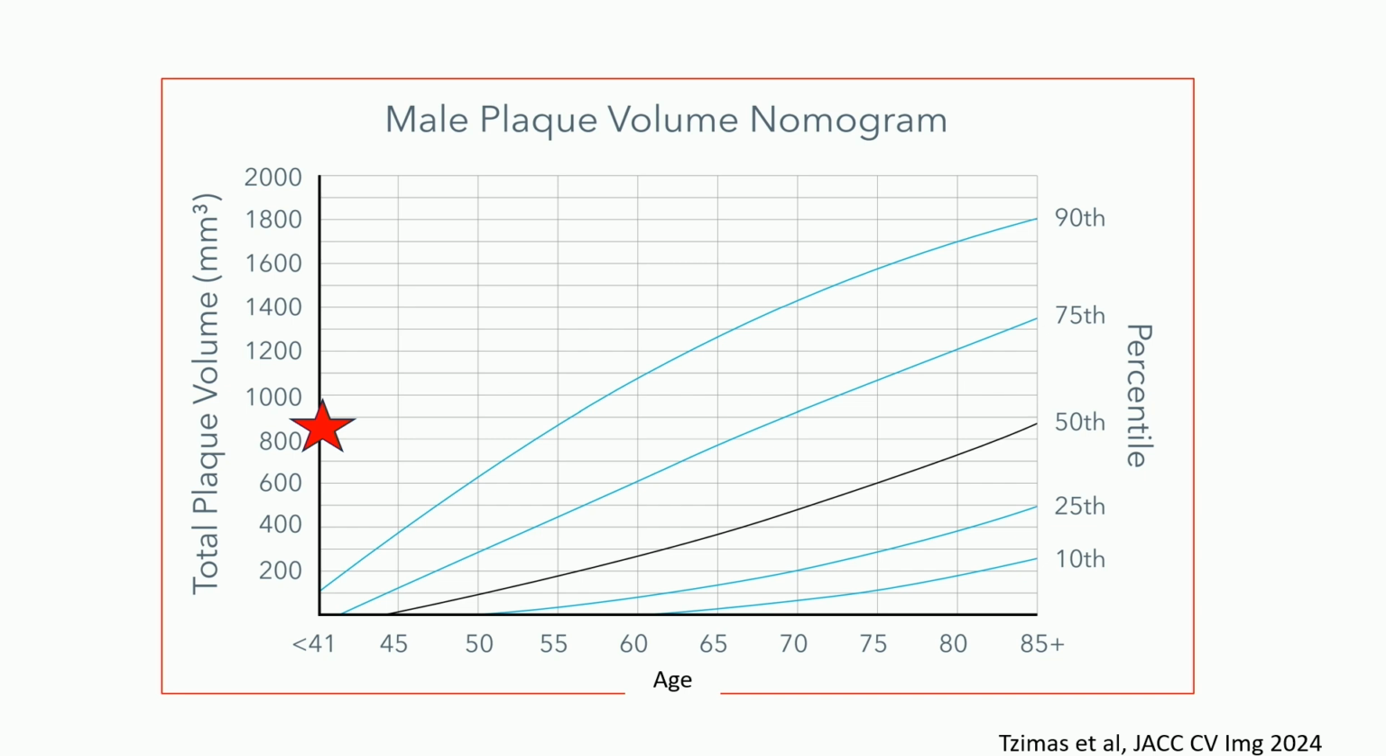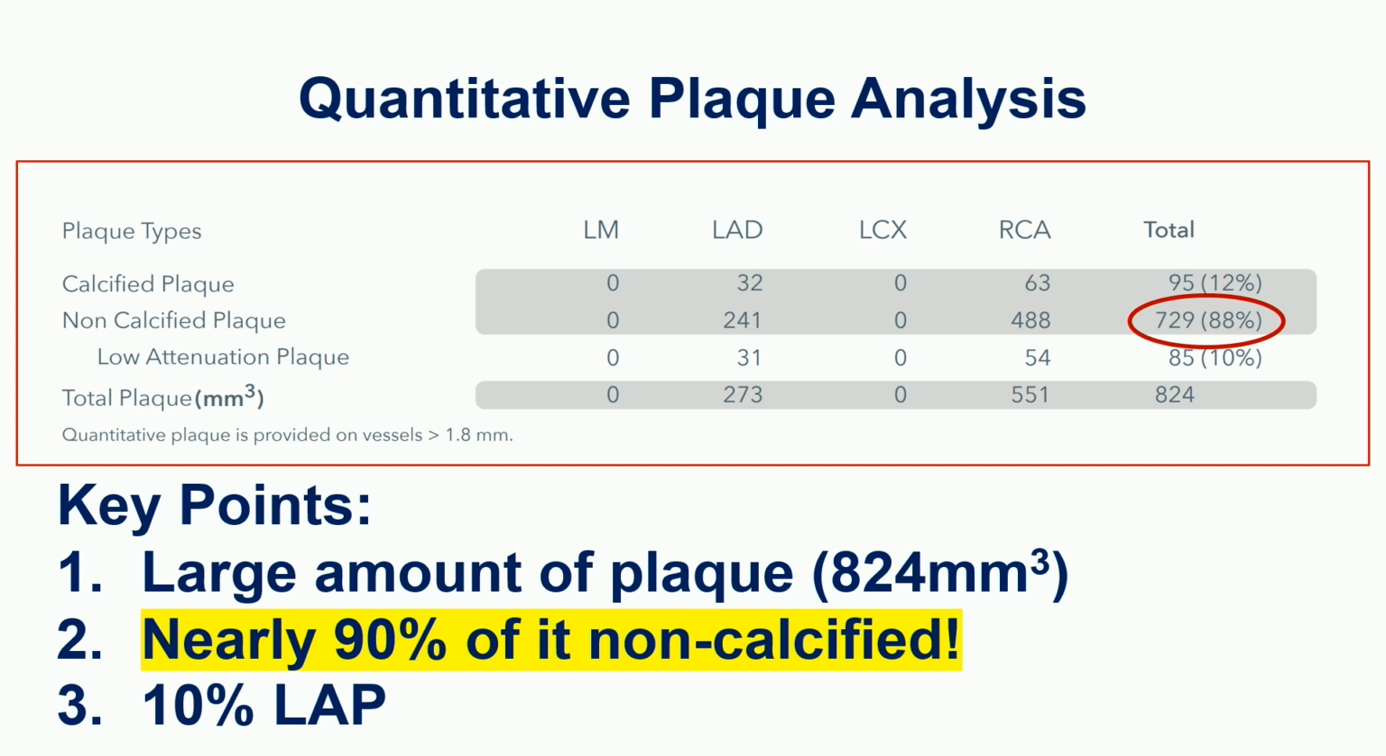Leslie showed us the paper that this is based on. And this guy is completely off the chart, because this blue line here is the 90th percentile. So he's way above the 90th percentile. He's way above the 99th percentile. And then the other important point here is not just that it's a large amount of plaque, but 90% of it, or 88% to be specific, but nearly 90% of it, was non-calcified plaque.